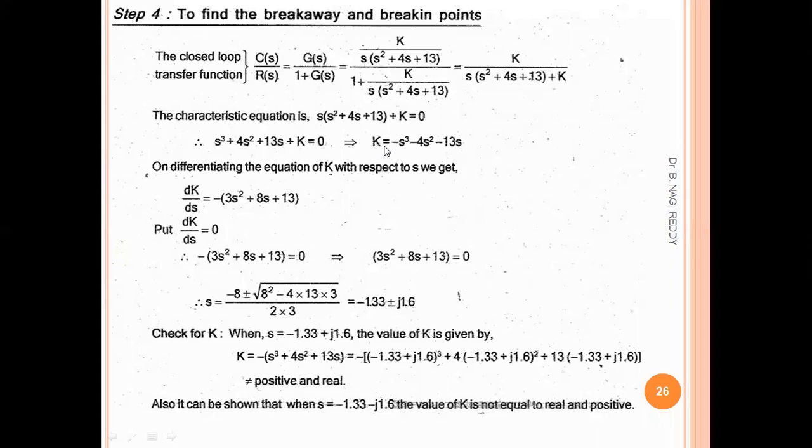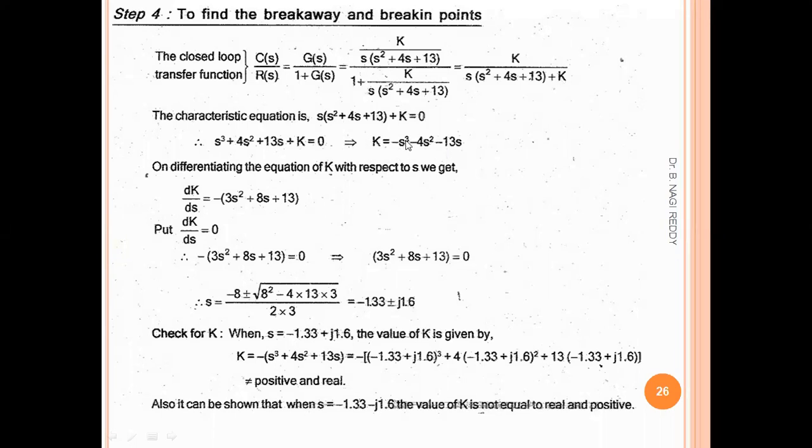Now you have to differentiate this k with respect to s. So this is the procedure to calculate the breakaway and break-in points. First, we need to take the closed loop transfer function and consider the characteristic equation. From the characteristic equation, write the equation for k. So this is the equation for k. Now you have to differentiate this k with respect to s.